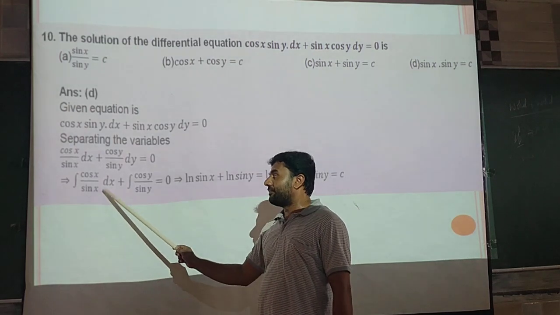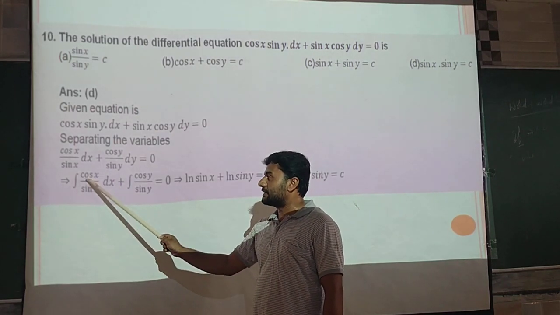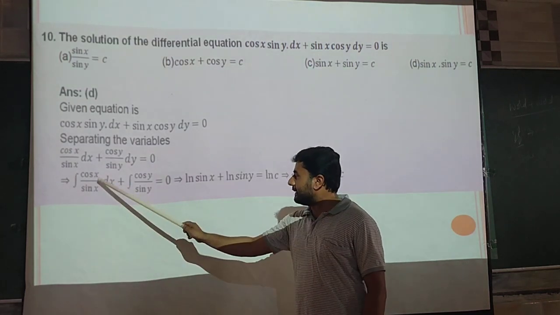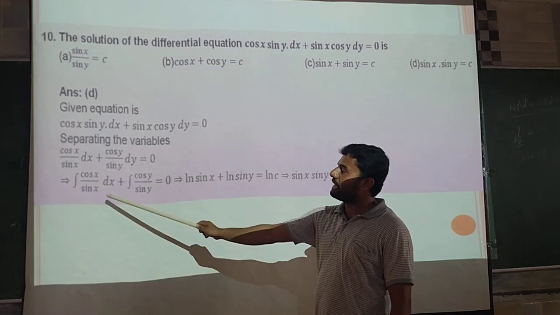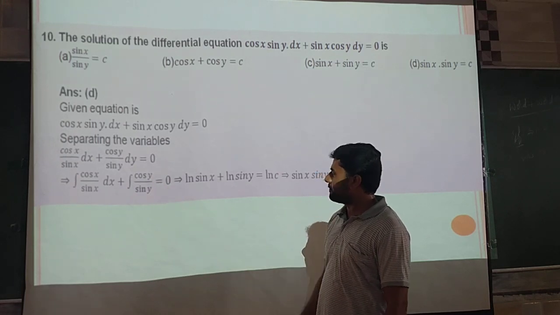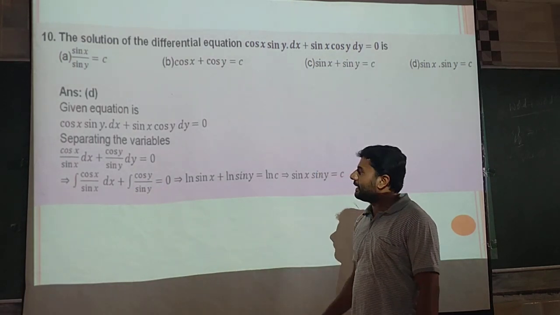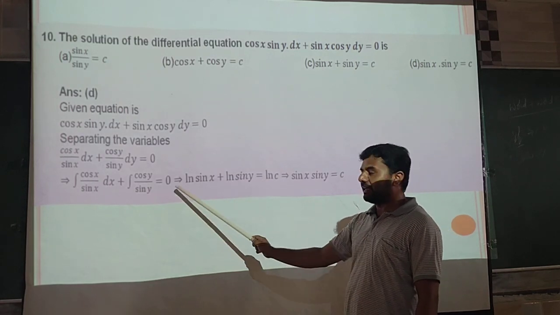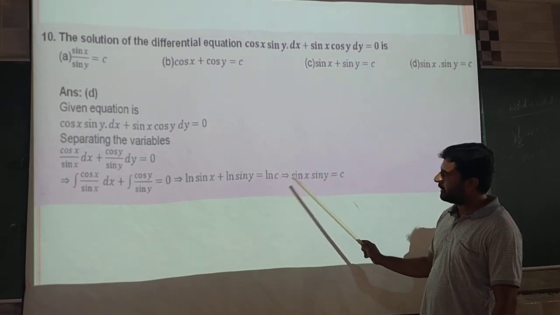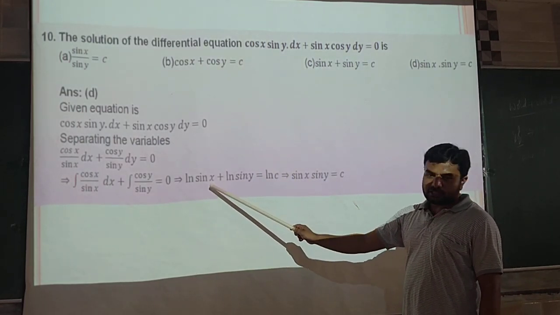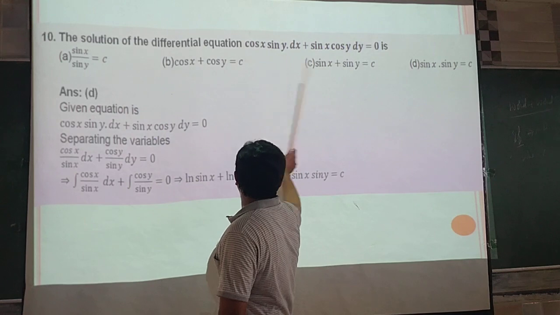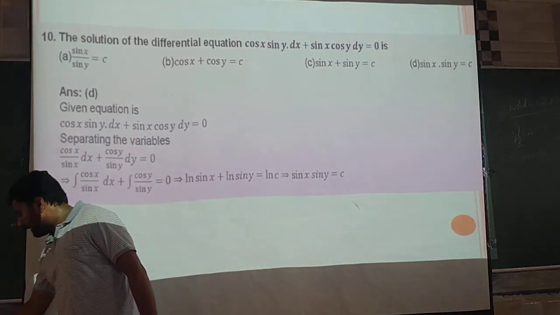Then we know that sin x differentiates to cos x, hence integrate f dash of x divided by f of x. We know that it is log of the denominator. So integrating, it is log of the denominator, here log of sin x, plus integrate cos y divided by sin y with respect to y. The derivative of sin y is cos y, so log of the denominator, log of sin y, is equal to the integration constant, log c. We know that log m plus log n is equal to log of m into n, which is equal to log c. Moreover, on both sides the log gets cancelled, remaining sin x into sin y is equal to c. Then option d, sin x into sin y is equal to c, is the correct answer.